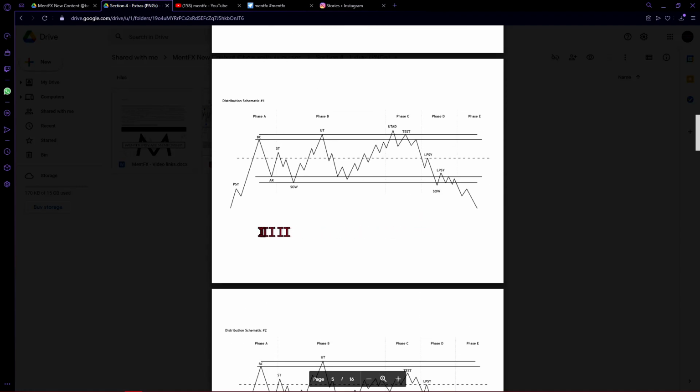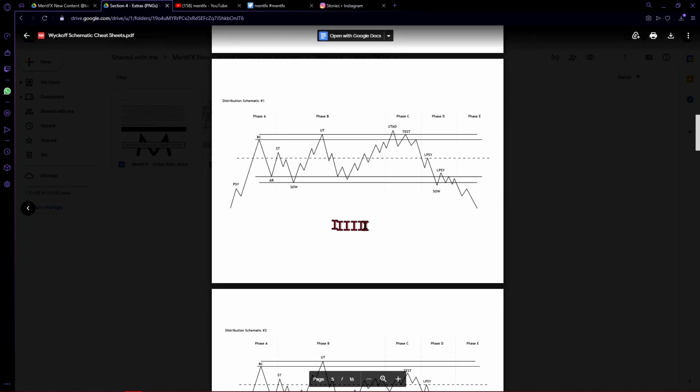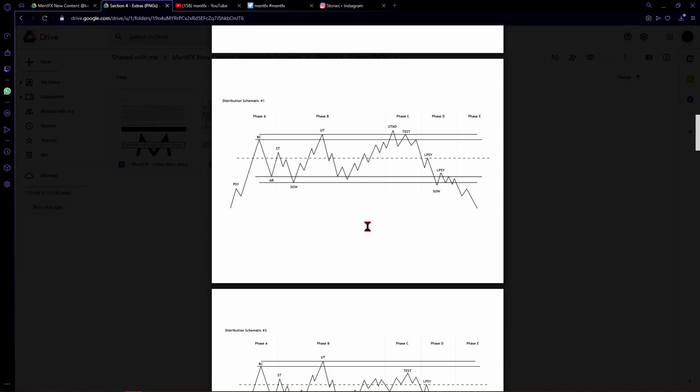For sells, you would look for this sort of build up, and you can see the accumulation and then the spring and then the markdown and markups in these. You would understand better what I am talking about if you were to watch the videos on the Wyckoff strategy that MentFX has in this course.